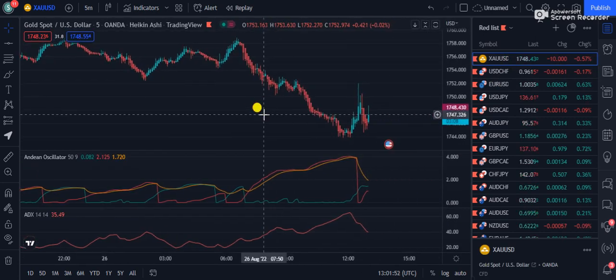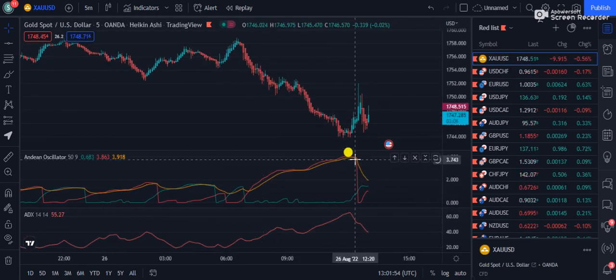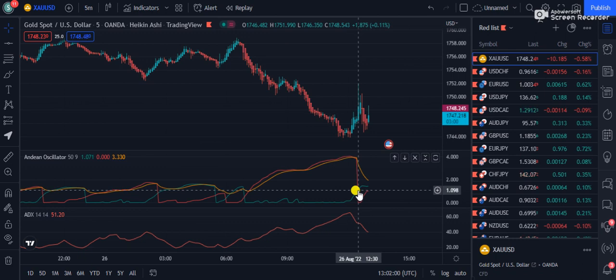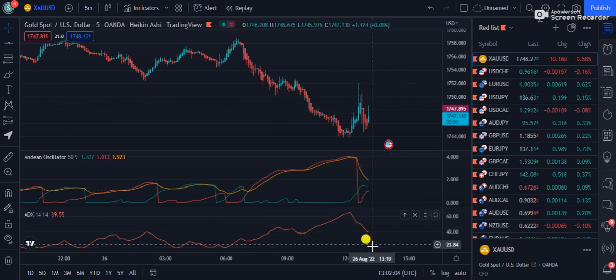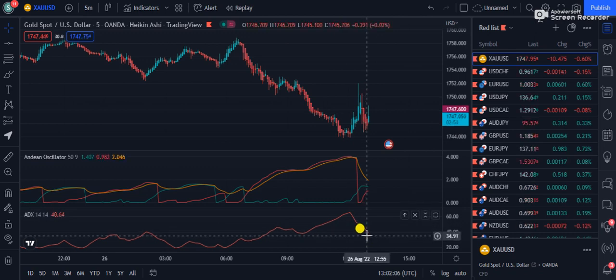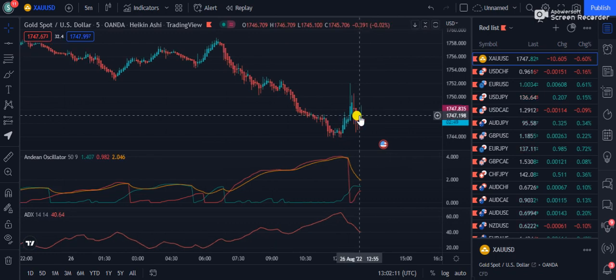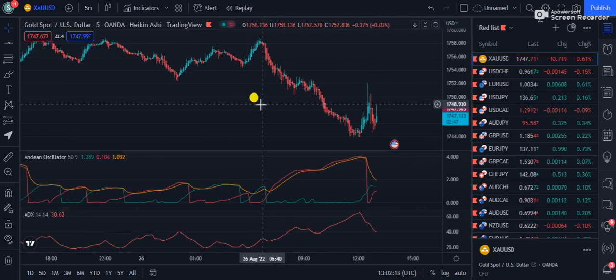Now have a look at what happened. The red line crosses the yellow line first, then it crossed the green line as well. The ADX is also above the 20 level, but it's still coming down. So this signal is not valid right now. Let's talk about the other signals.